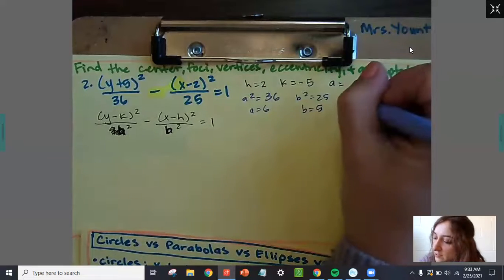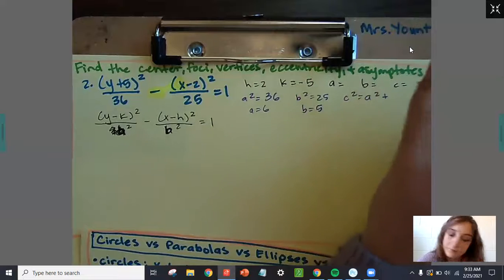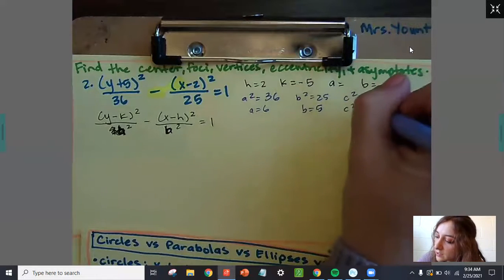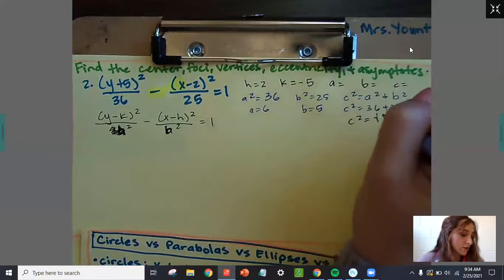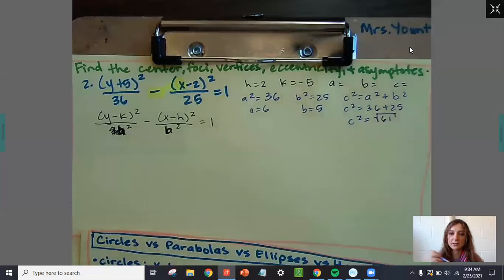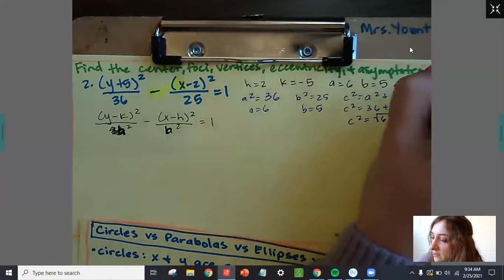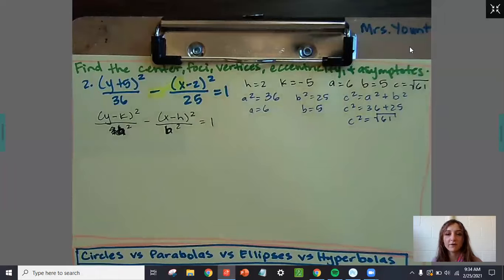All right, we need to solve for c squared now. So we have c squared equals a squared plus b squared. So c squared equals a squared, which is 36, plus b squared, which is 25, so c squared equals 61, and c is the square root of 61. Okay, so let's write in our values. We have a is 6, b is 5, and c is the square root of 61. Okay, now we can plug in our values for our different features that we have here.